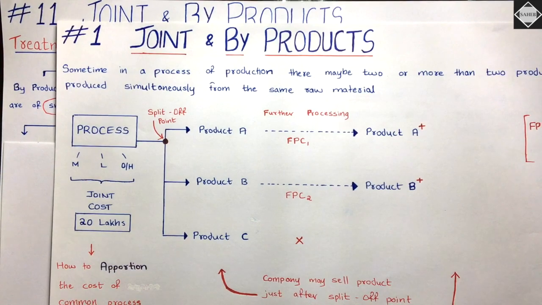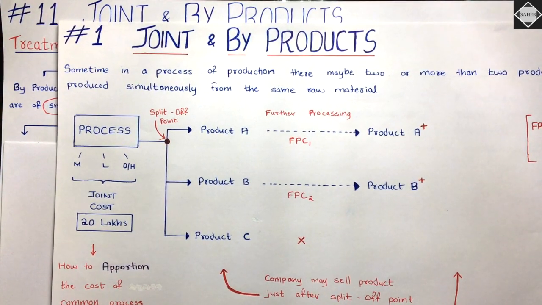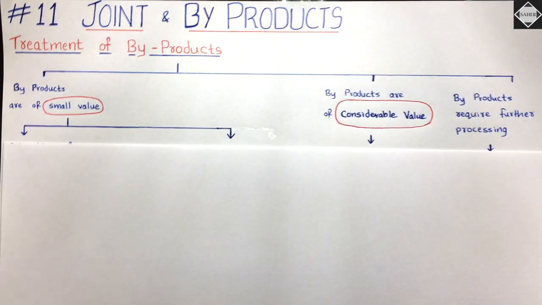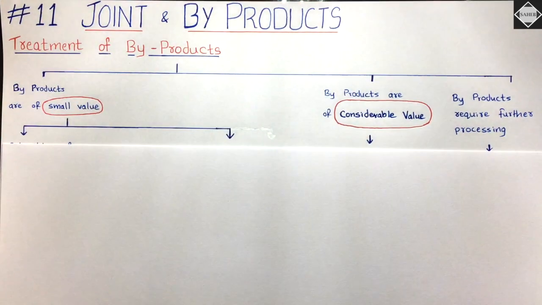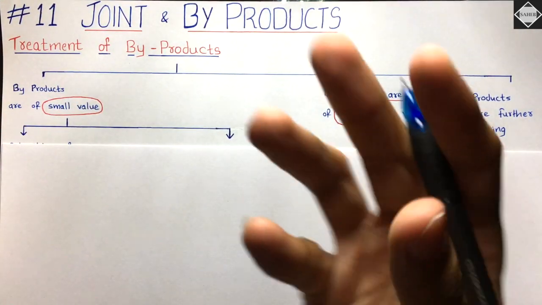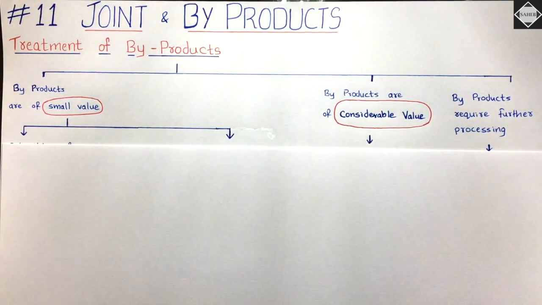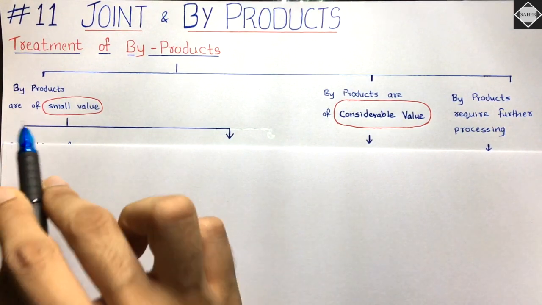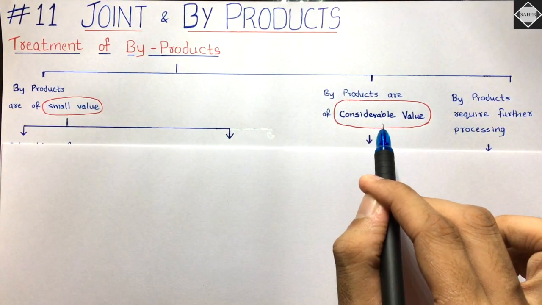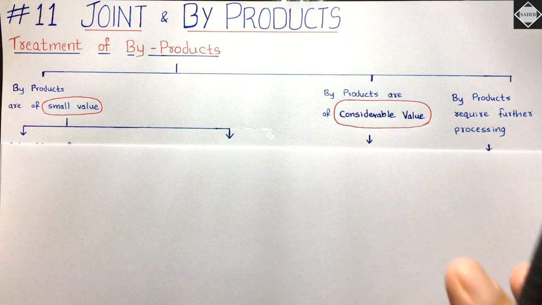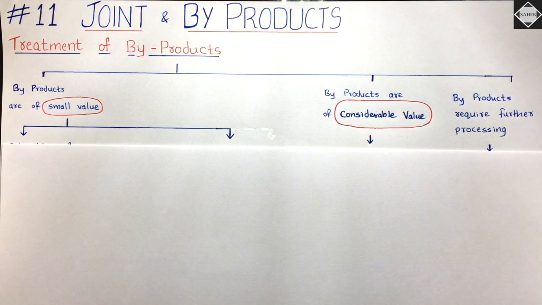You're absolutely clear now what is the meaning of byproduct. Now let's get back to the treatment. The treatment of byproduct is all dependent upon the value of byproduct, whether the byproduct has small value or considerable value. Is that clear? That's the main differentiation in byproducts.